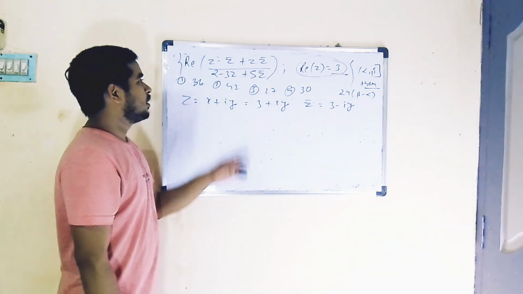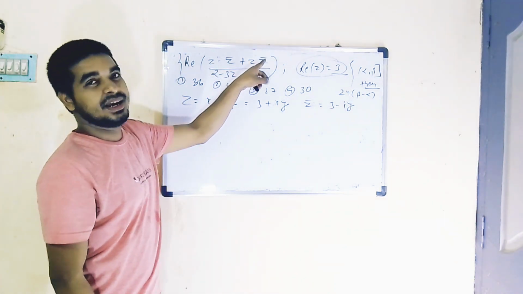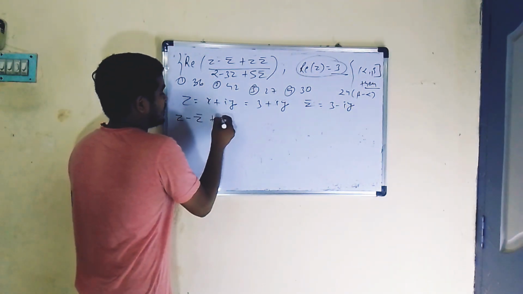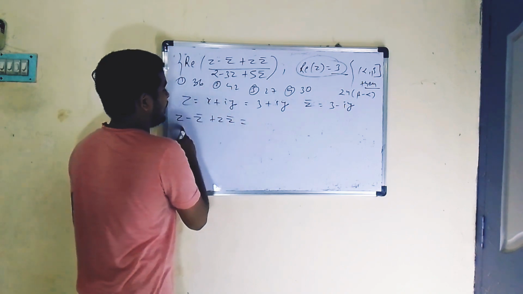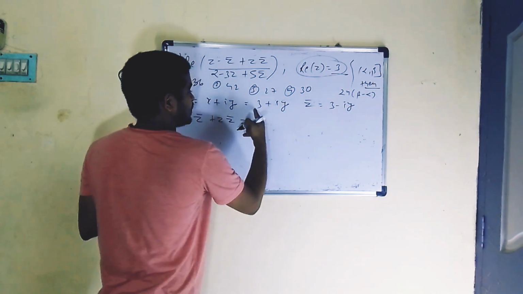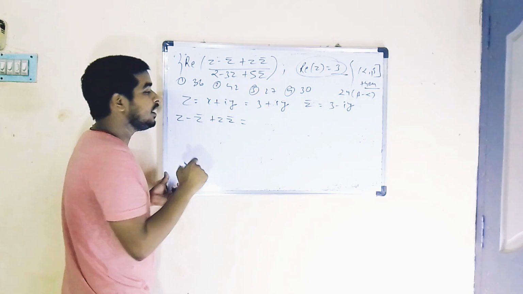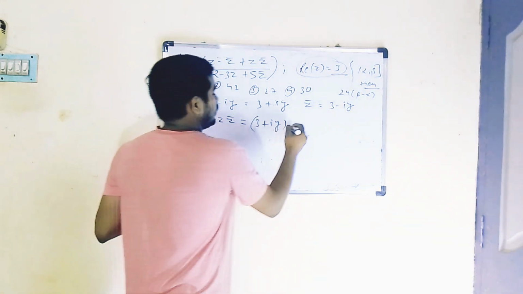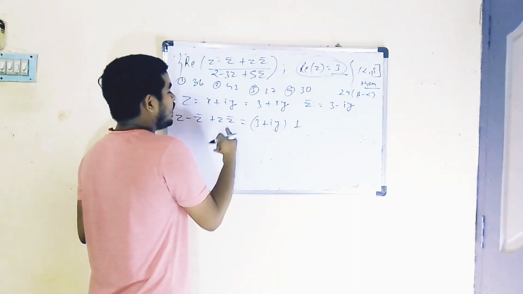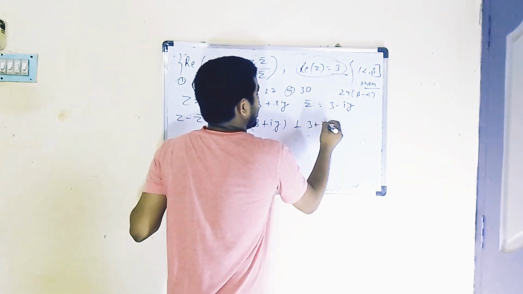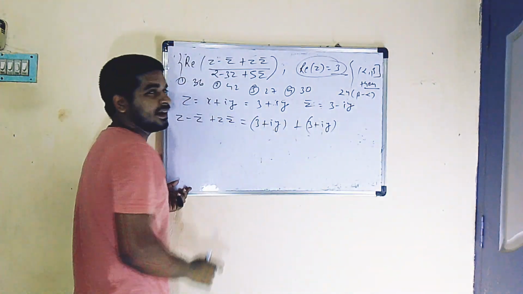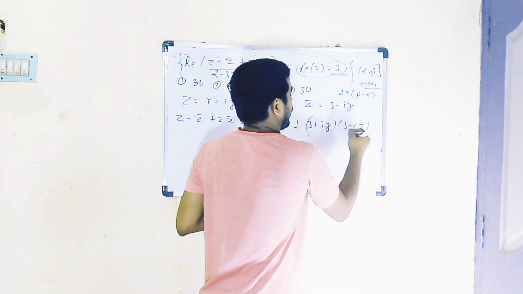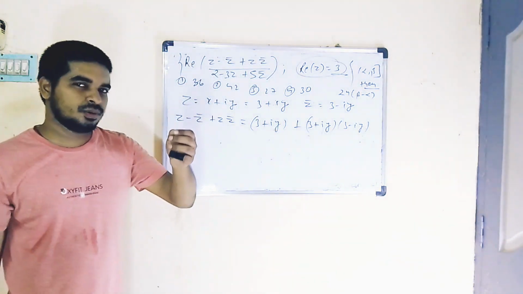Now see, z minus z complement plus z into z complement. First solve this. So z minus z complement plus z into z complement equals, what is z? 3 plus iy. And plus z, again 3 plus iy, into z complement, which is 3 minus iy.